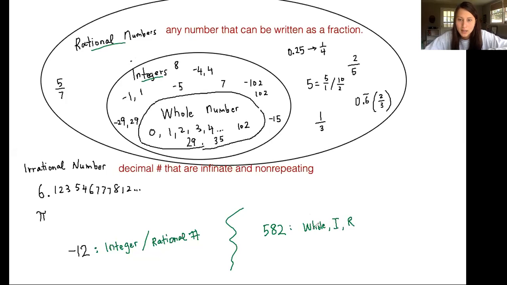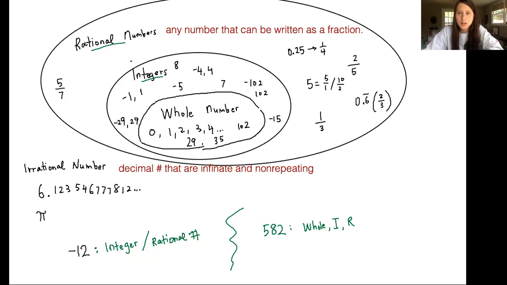So you can write W, I, and R for these terms here, and then just spell out irrational. Write that out as a whole word when you see that.